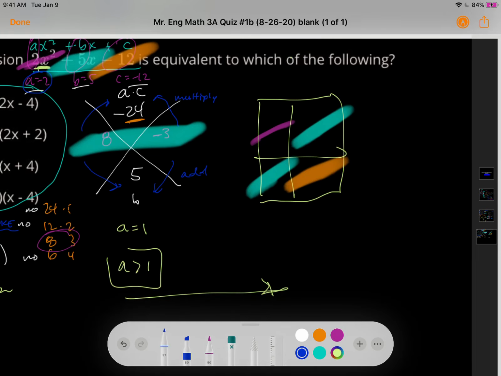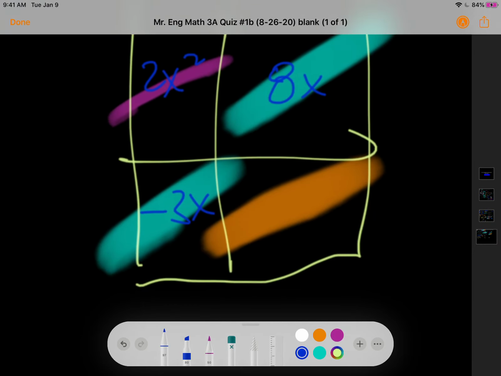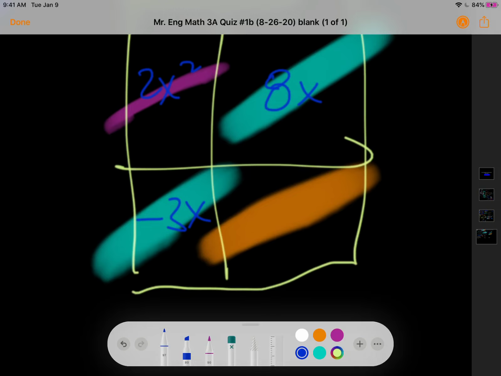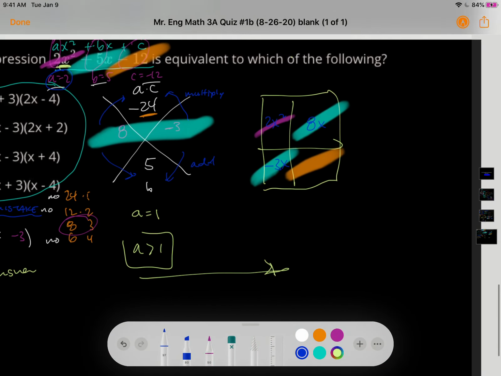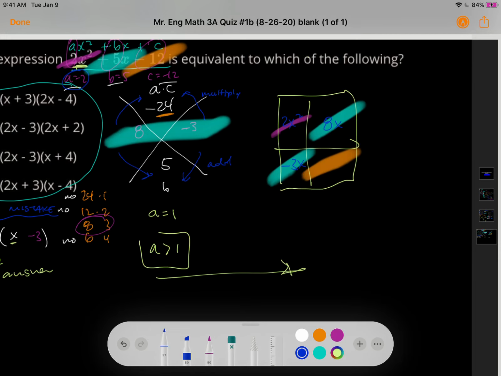So pink, I have 2x squared. The blues, I have 8 and negative 3. So you notice the highlighted blues, if you add those together, make sure to add an x. Negative 3 and 8x equals a 5x. And the orange is negative 12. And we're just going to take the greatest common factor here.